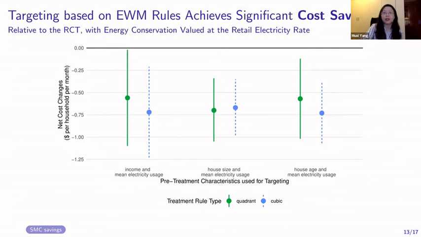Instead of the numbers, I show the EWM savings in this figure for cost savings. Again, the RCT saving is normalized to be 0 here. The cost savings for quadrant rules are shown in green, and the cubic rules are in blue. So we can see that compared to random assignment, again, all the EWM rules achieve higher cost savings. And in fact, the cost savings are an order of magnitude larger than the effects of the RCT.